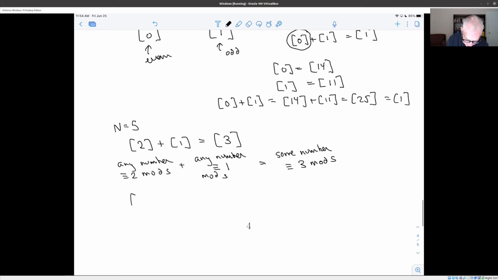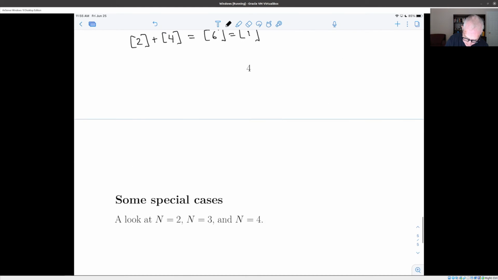Similarly, if you take a number which has remainder 2 when you divide it by 5, and you add a number which has remainder 4 when you divide it by 5, well, by the definition above, this is [6], the class of 6. But the class of 6 is the same as the class of 1. And so if you take a number which has remainder 2 when divided by 5, and you add a number which has remainder 4 when divided by 5, you get a number with remainder 1 when divided by 5.